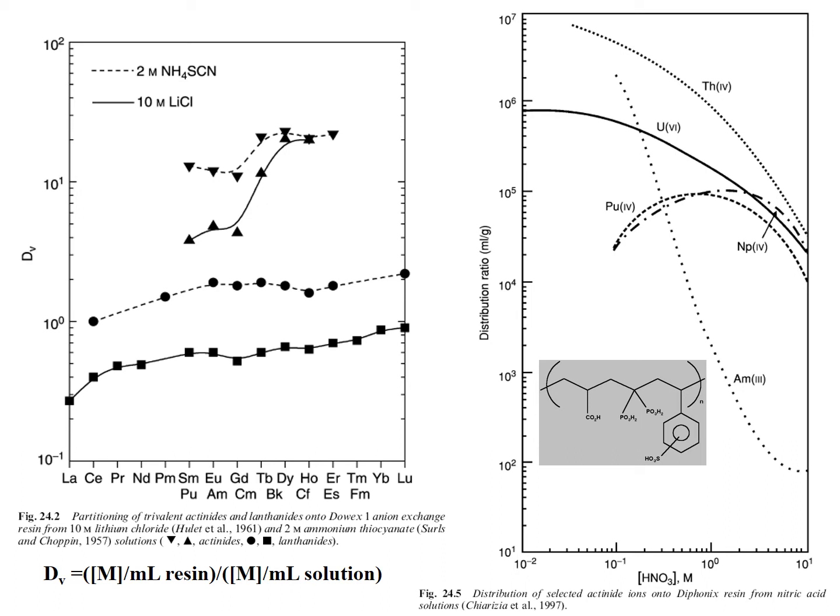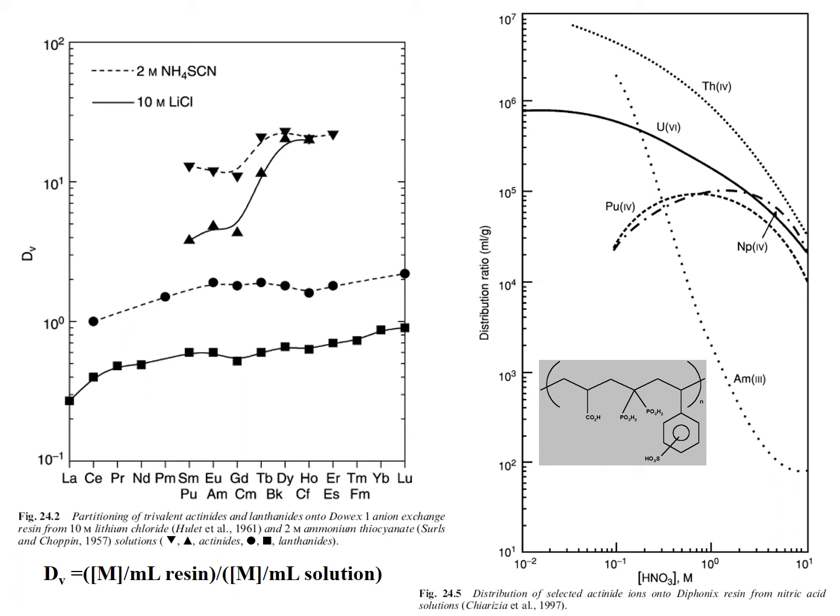This system's of interest because not only can you achieve separation between the actinides, the trivalent actinides with this system, you can also achieve separation of the trivalent actinides from the trivalent lanthanides. And this system has been used for the separation of trivalent americium from curium. We'll discuss that in a little bit more detail.